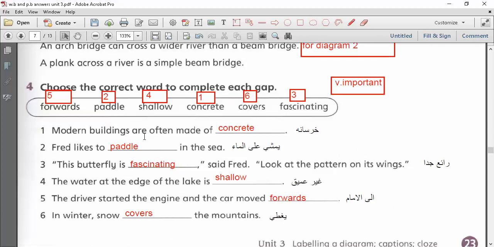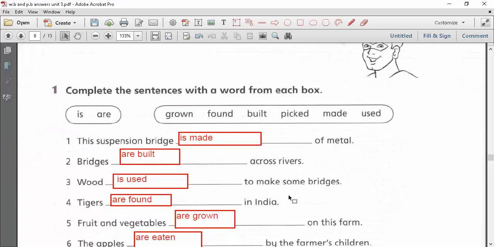Modern buildings are often made of concrete. Fred likes to paddle in the sea. This question is words and meaning. Words and meanings, okay? Next.